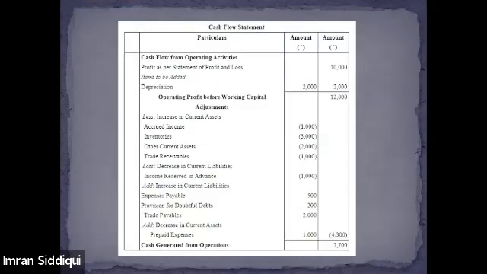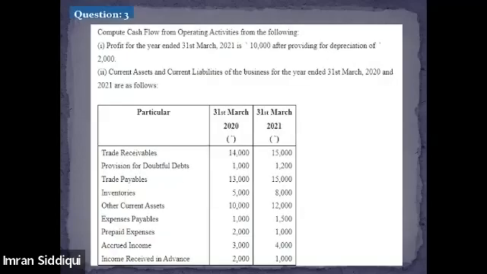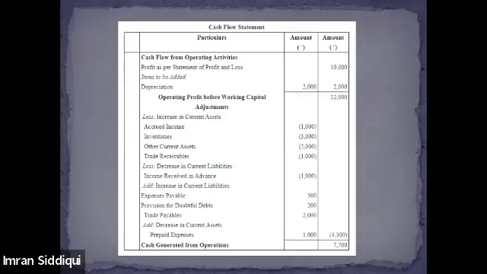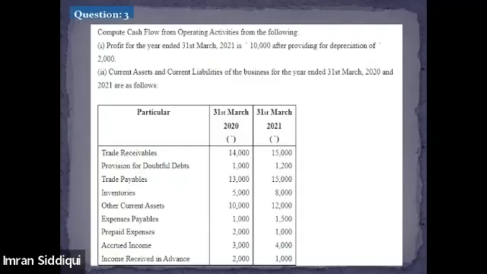And now we will consider the current liabilities which are decreasing. So current liabilities include income received in advance. This is decreasing. We had to subtract it as well, 1,000, right? There is no other current liability which is decreasing. Now we'll move forward and talk about the increase in current liability and decrease in current assets. So what are the various liabilities which are increasing? Expense payable is increasing. Expense payable from 1,000 it goes to 1,500. Apart from this, provision for doubtful debt also increases from 1 to 1,200. And trade payable also increases from 13 to 15,000.